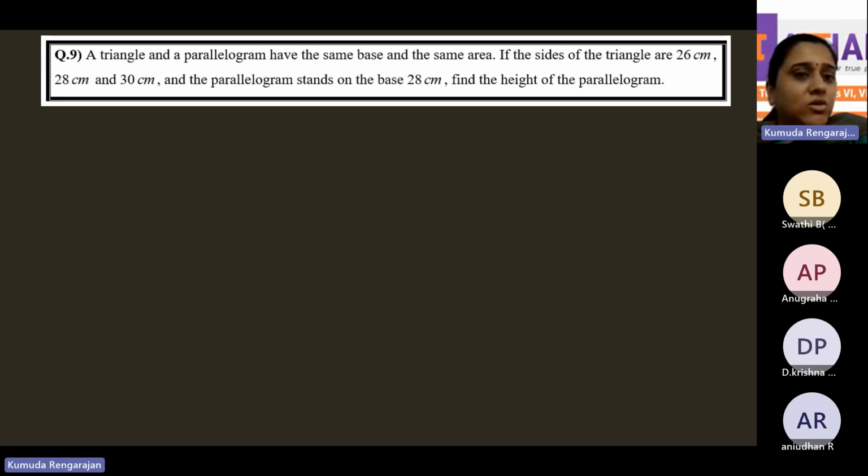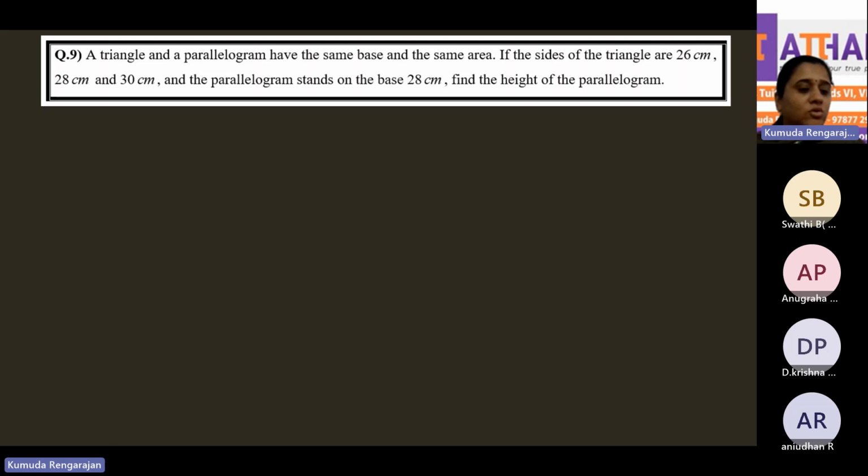A triangle and a parallelogram have the same base and same area. So two plane figures are mentioned here, a triangle and a parallelogram. They have the same base and same area. If the sides of the triangle are 26 centimeters, 28 centimeters, and 30 centimeters, so we have all the three sides of the triangle. And the parallelogram stands on the base 28 centimeters. Find the height of the parallelogram.